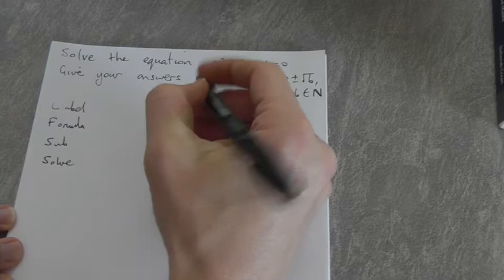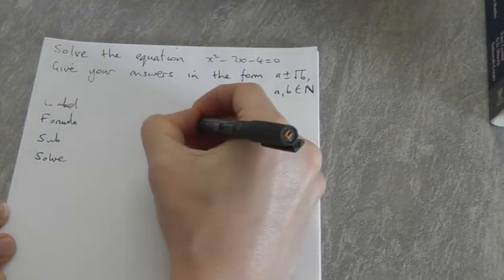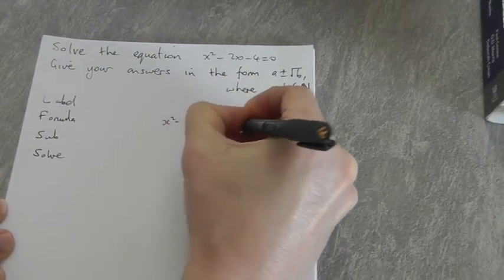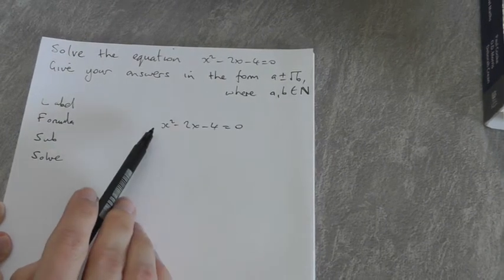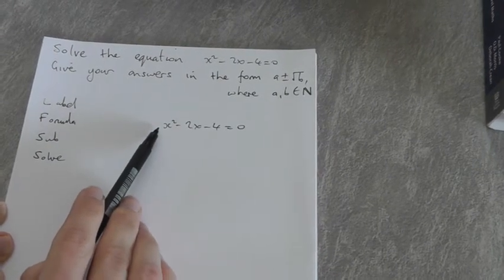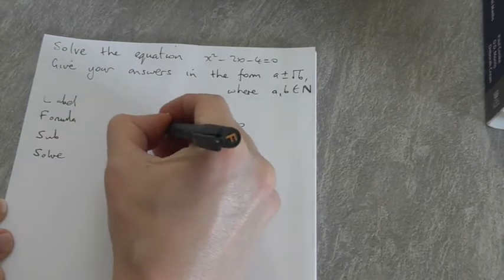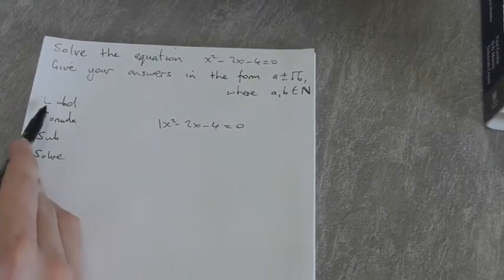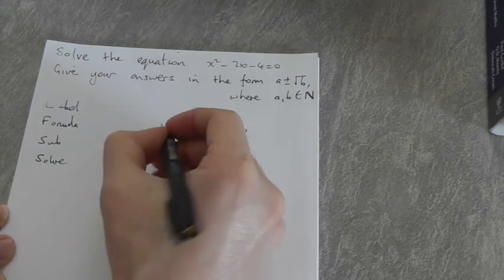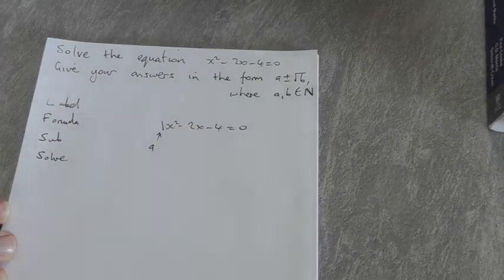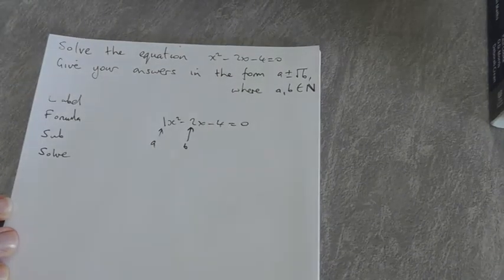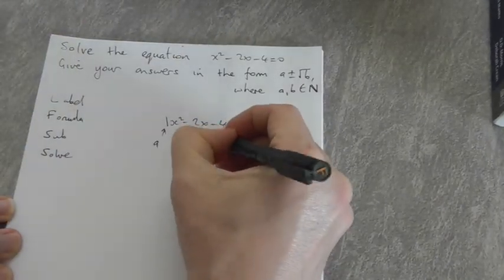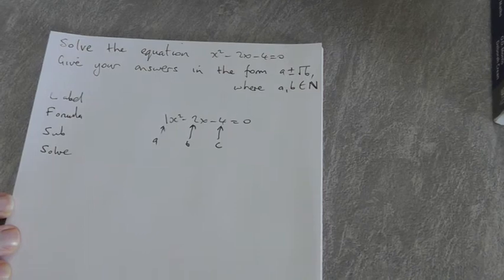So the first thing I'm going to do is write it down. We have x squared minus 2x minus 4 equals 0. Now I need a number in front of that x squared, and if there's no number there, I put in 1. So the first thing I'm going to do is label. This value here is going to be a, it goes in front of the x squared, b goes in front of the x, and c is the constant on its own.